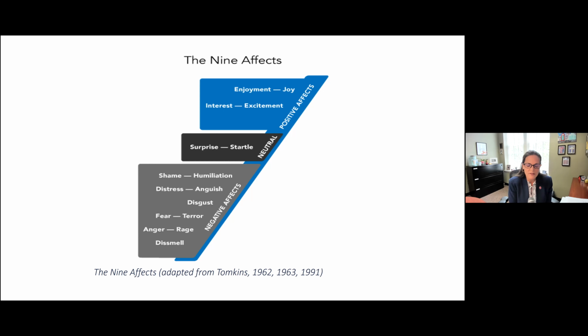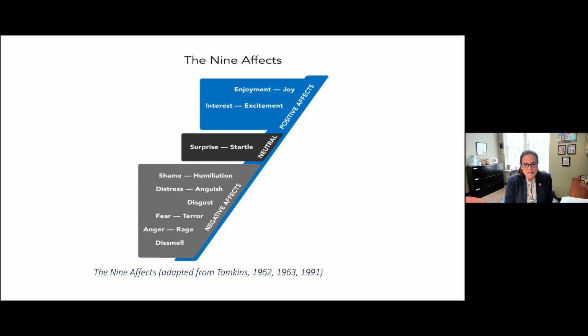There are 6 negative affects: shame, humiliation, distress, anguish, disgust, fear, terror, anger, rage, and dismell. Dismell is a weird one because it's when you smell something and you kind of cringe up your nose. That's an actual innate emotion or affect that Tompkins has identified. And there's one neutral affect, surprise or startle, where there are no positive or negative feelings associated, just almost a cleansing of the mind. You're just startled and surprised, and the reaction is just that of surprise. It's neither negative nor positive.